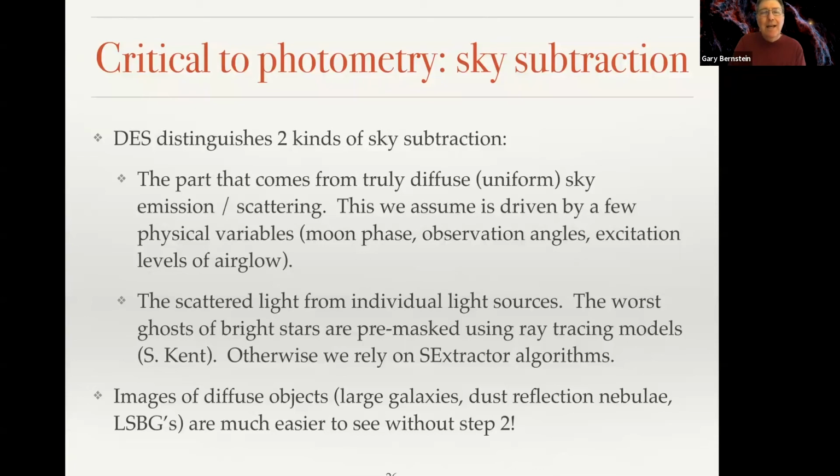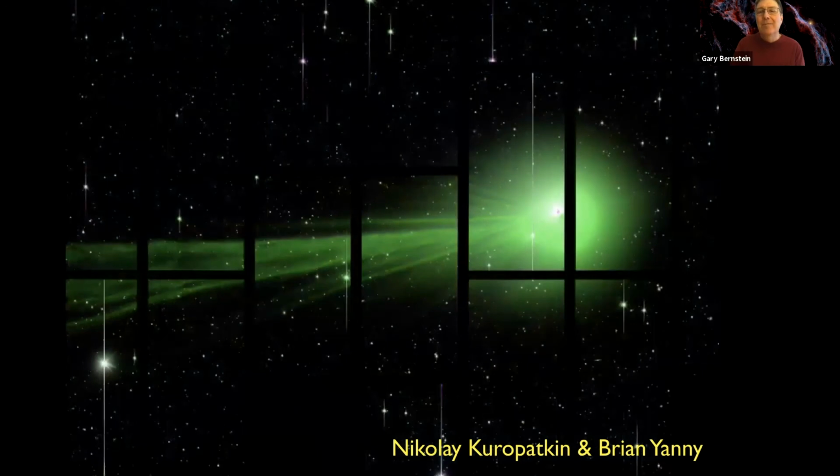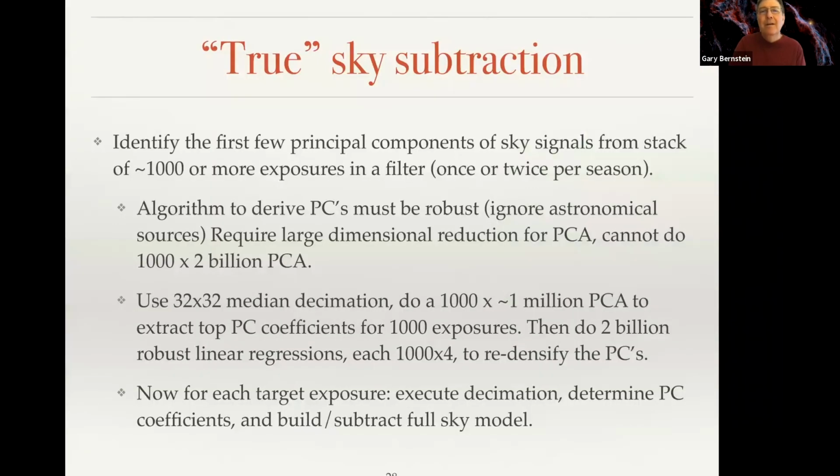All right, so I'll just say that we find that images of diffuse objects are actually much better rendered with just the first part of the sky subtraction and leaving off the Sextractor local junk sky subtraction. And I'll show you that. Here is an image of a large diffuse object that showed up in one of our images with the Sextractor sky subtraction run. And here it is with just the field-wide PCA subtraction done.